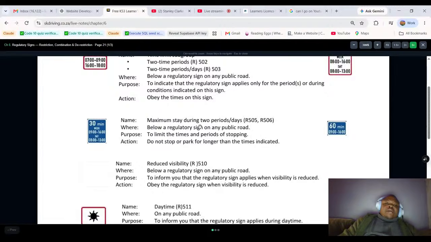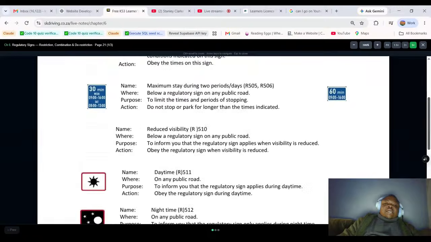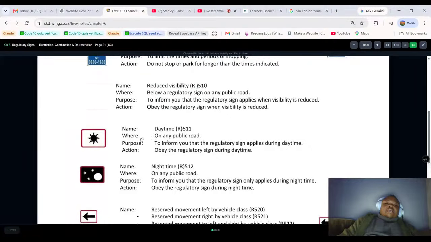And this is a maximum stay sign. This one is usually paired with parking. It says here that during the week the maximum parking is 30 minutes, and here the maximum is 60 minutes. That's a maximum stay sign. As I've said, these signs do not go alone, but here they are separated so that you can distinguish them.